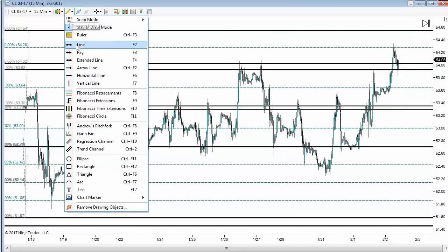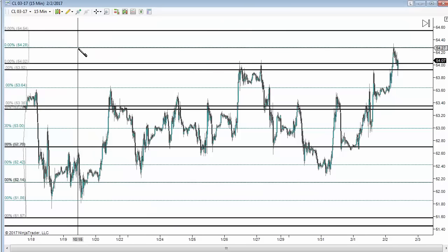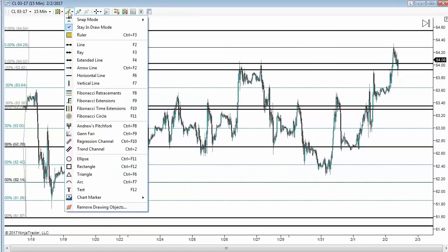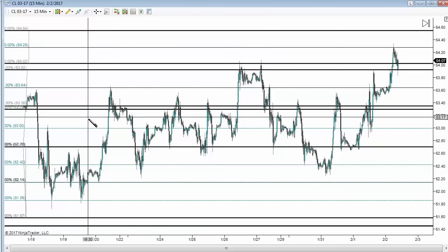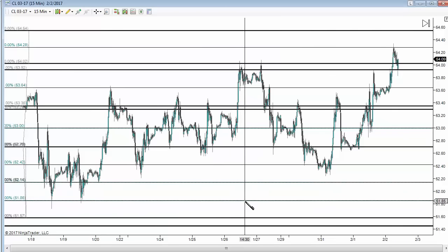Now I'm going to go back and put those horizontal lines that we drew on top of the fib lines, but I'm going to make them slightly smaller. Let's make them one width, right? Set that as default. Now look at where the prices on the 15-minute chart are bouncing. And you'll see that there's a hidden support and resistance network.